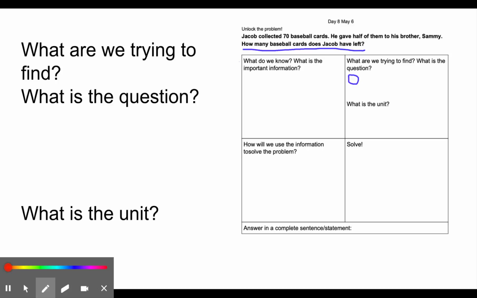The next part of the question asks, what is the unit? What are we measuring or what are we counting? In this case, we are counting baseball cards. A little bit different today. Write down what the unit is right here. Press pause, and when you're ready, come back.